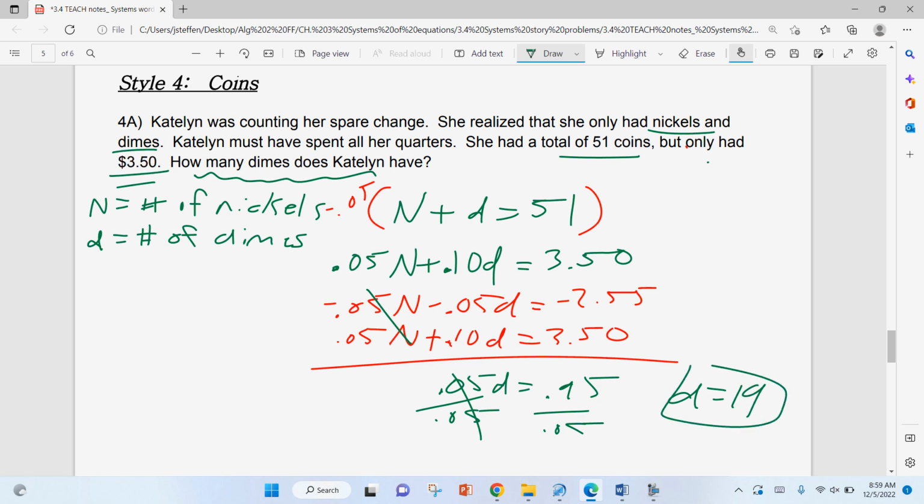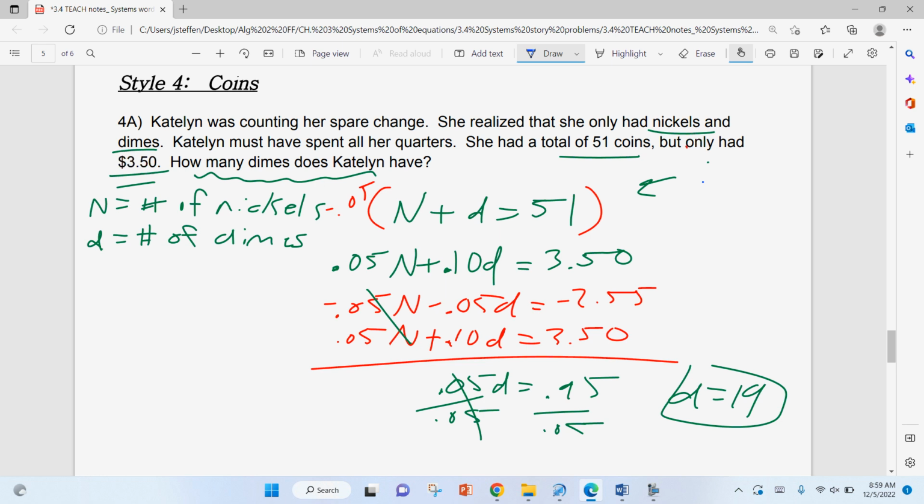Again, if you would have done it the other way from the very beginning, if you said 5 cents is a nickel, 10 cents is a dime, is equal to 350 cents, that's totally fine. It might even make it easier. You wouldn't multiply by 0.05, you multiply by negative 5. So you'd already have the decimals out, and you'd end up at the end with 5d is equal to 95. You divide both by 5 and still get 19. So either way works.